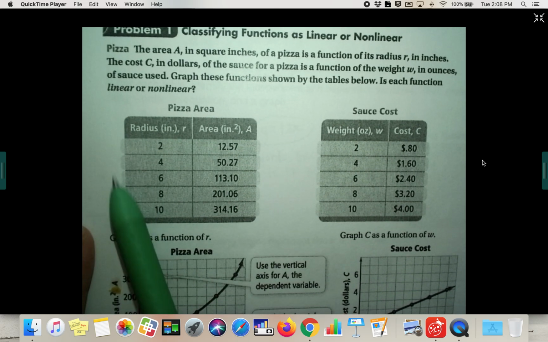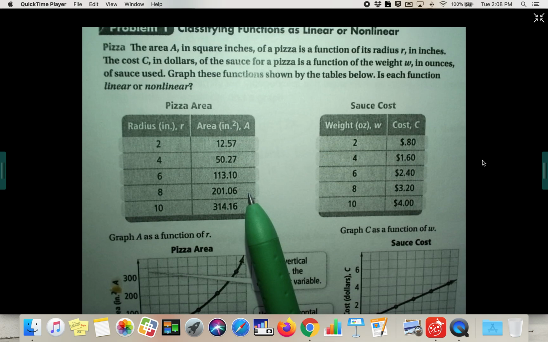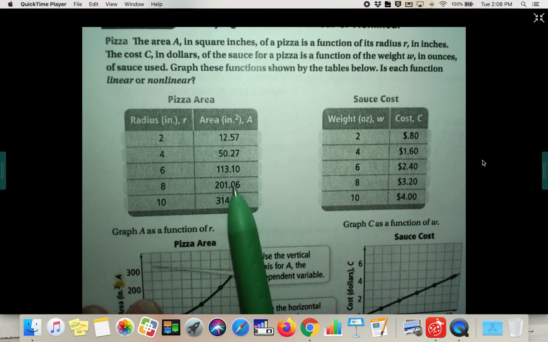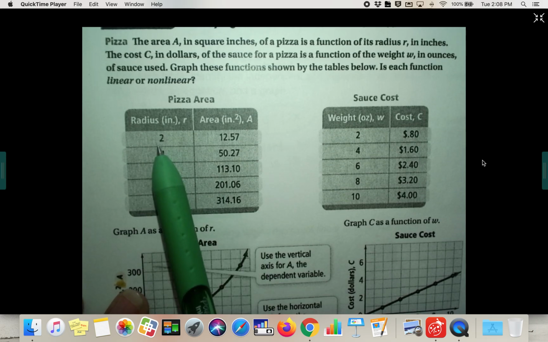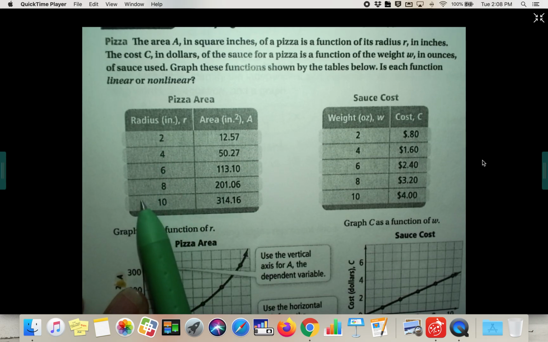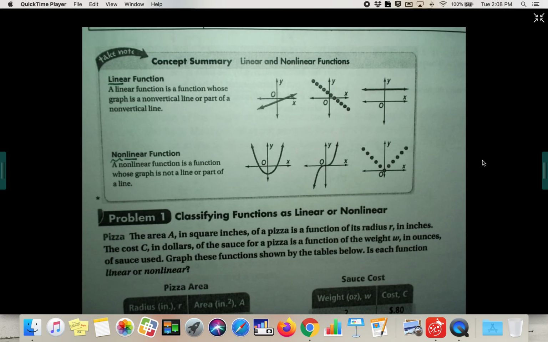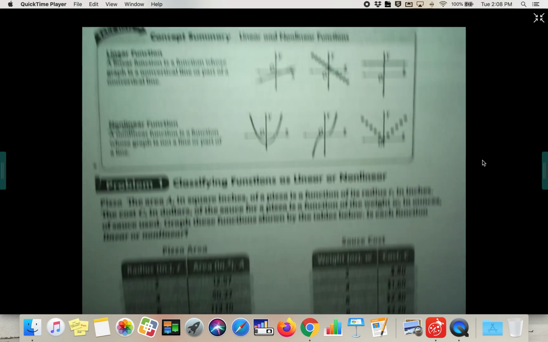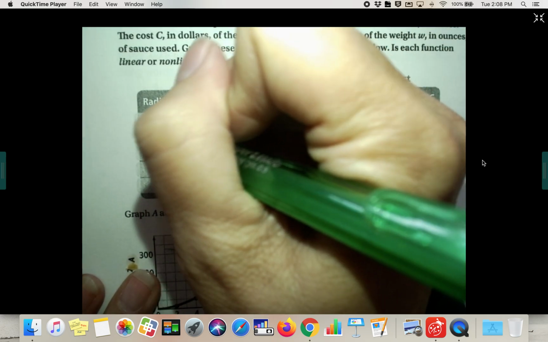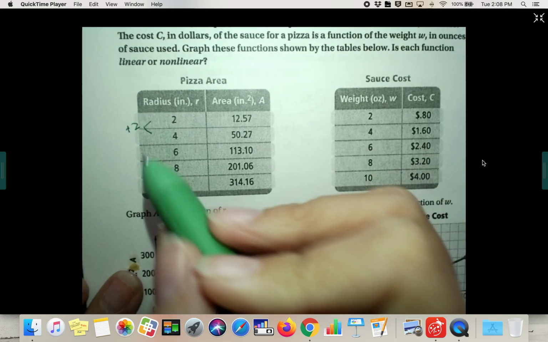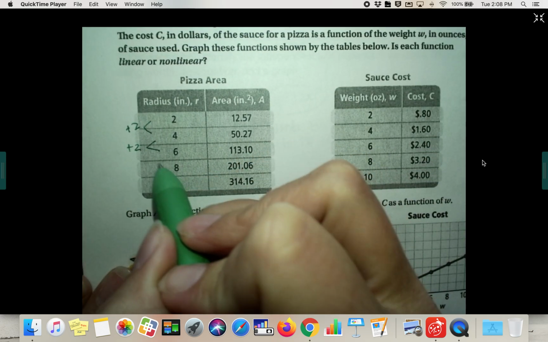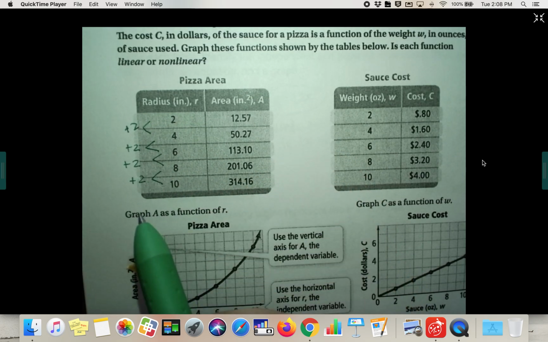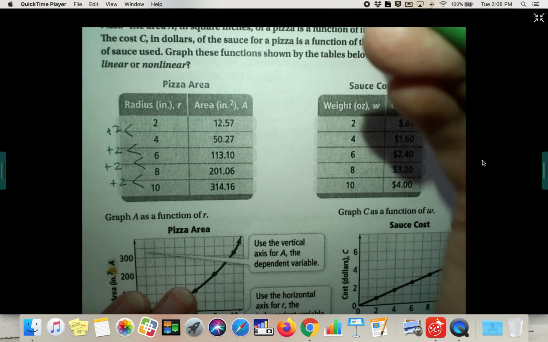Okay, so for the first two, we're going to look at them and classify them as linear or nonlinear. So you've got a pizza, radius and area. Let's check to make sure that these are increasing at a constant rate, because if they're increasing at a constant rate, that will be what makes it a straight constant line. From 2 to 4, you're adding 2. From 4 to 6, you're adding 2. From 6 to 8, you're adding 2. From 8 to 10, you're adding 2. This is looking like it's going to be linear.